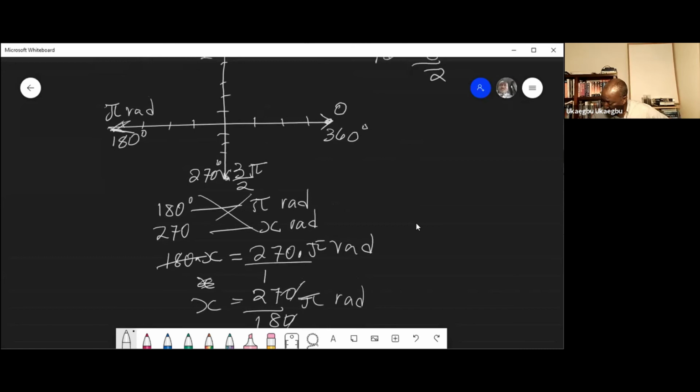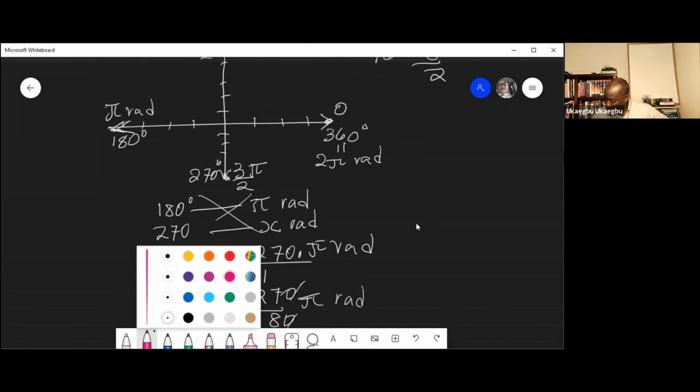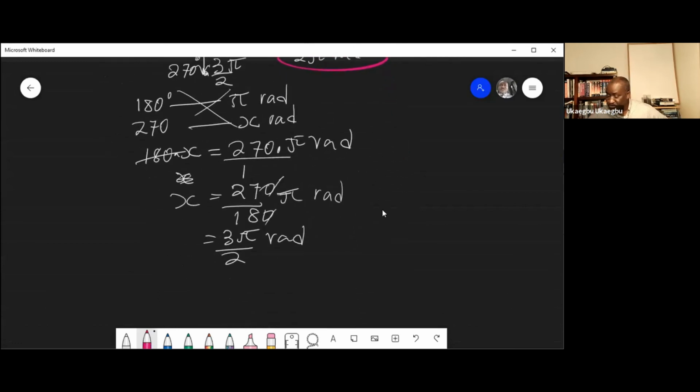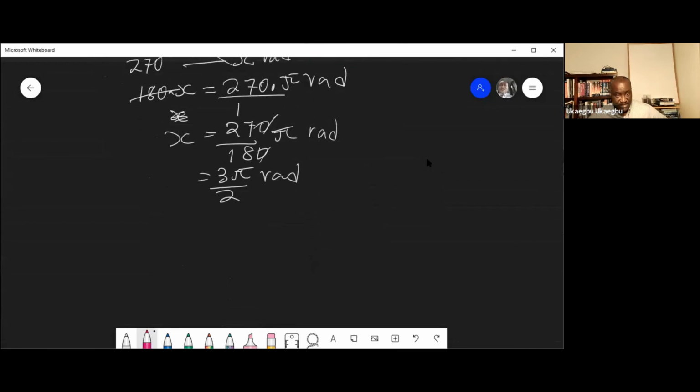On the other hand, 360 degrees is equal to 2 pi radians. This is actually where we started. We started at 360 degrees is equal to 2 pi radians. That's where we started this radian conversion. Okay, and if we're talking about 0 degrees, 0 degrees is also equal to 0 radians. All right.